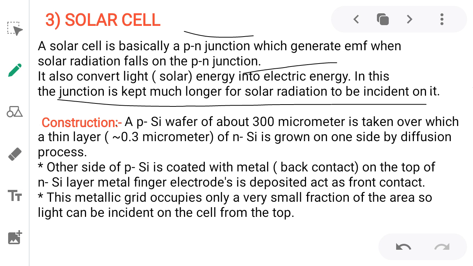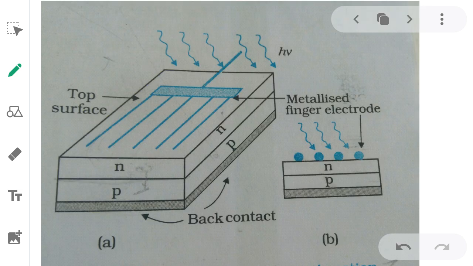A P-type silicon wafer of 300 micrometer is taken, over which a thin layer of N-type silicon is grown on one side by diffusion process. We have a P-type silicon and its thickness is 300 micrometer. Over it we have N-type silicon, its thickness is 0.3 micrometer. Now the question arises, why do they reduce the thickness of the N-type silicon so much?